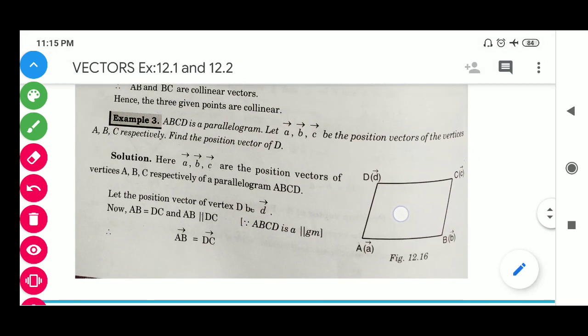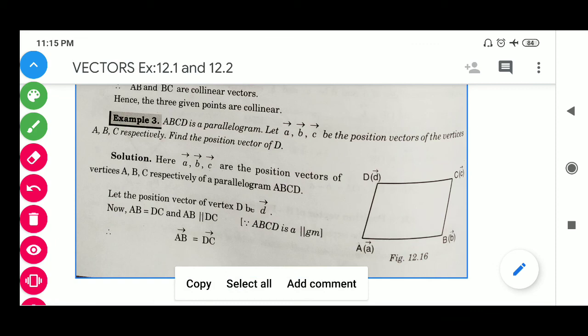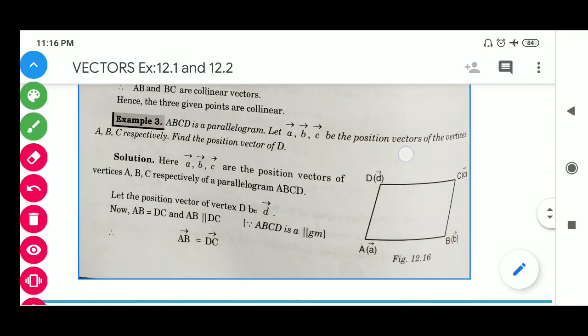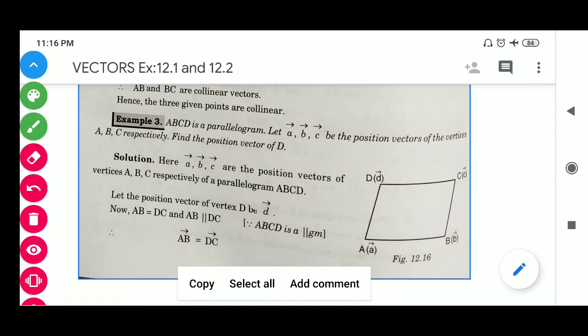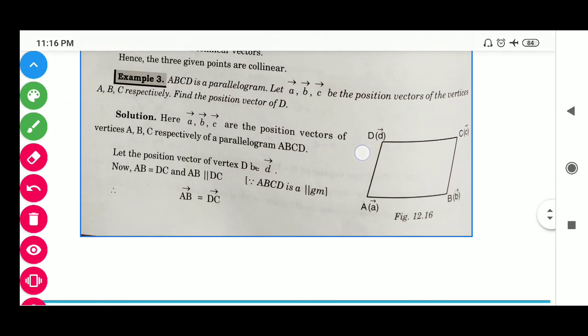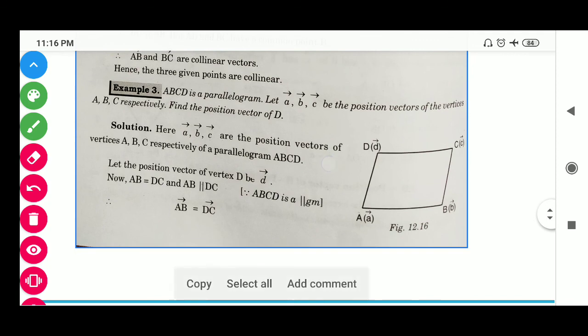Here students, we have question number 3. This is also the same question. ABCD is a parallelogram and let A, B, C vectors be the position vectors of the vertices A, B, C. We need to find the position vector of D. Students, here it is given that this is a parallelogram. The properties of a parallelogram are that opposite sides are parallel and equal. So, here A, B, C are the position vectors of vertices A, B, C respectively of the parallelogram.